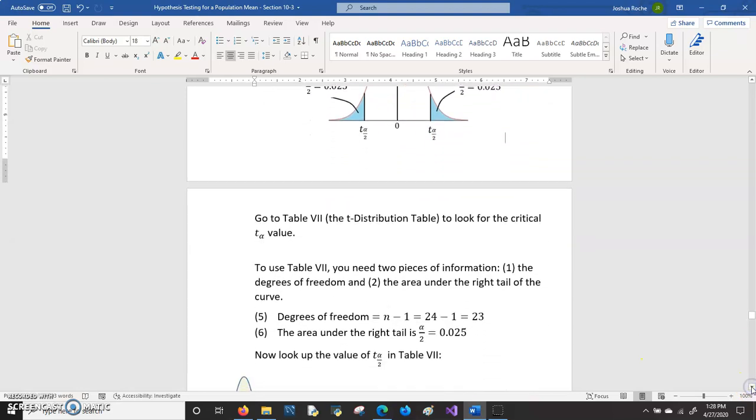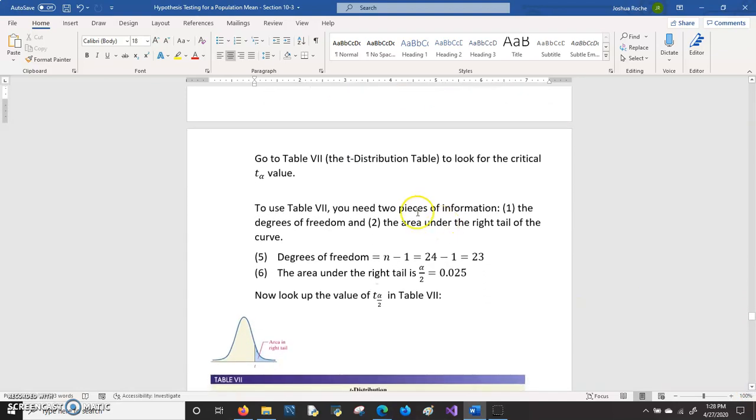We'll go to table 7. And in table 7, we'll need the degrees of freedom, which in this case is 23. And we'll need the area under the right tail.